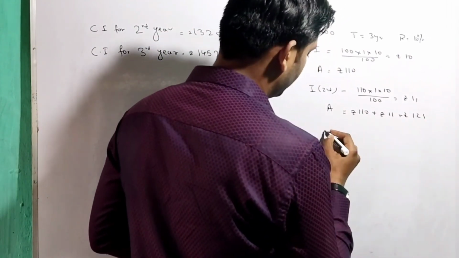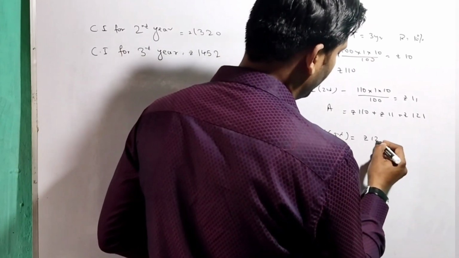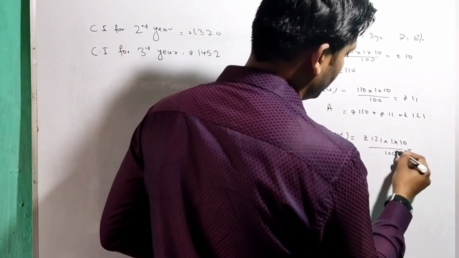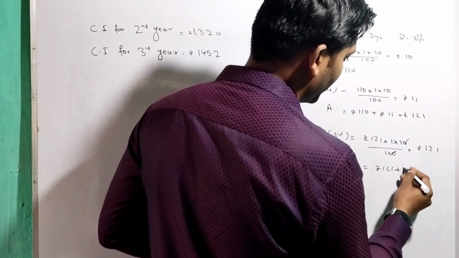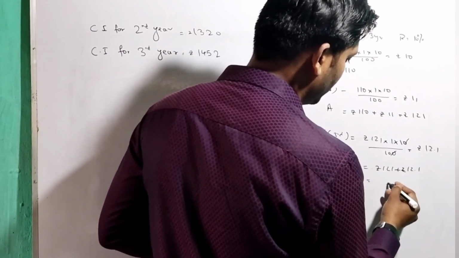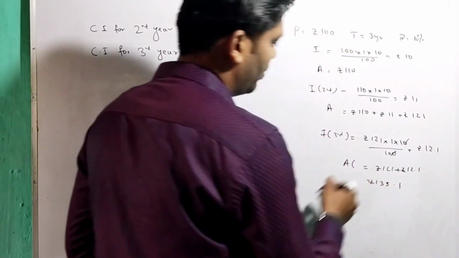So it will be 121 rupees. Next, again interest for the third year is equal to rupees 121 into 1 into 10 by 100. So it is rupees 12.1. So the amount for the third year is equal to rupees 121 plus rupees 12.1. So it will be 133.1. So this is the amount.